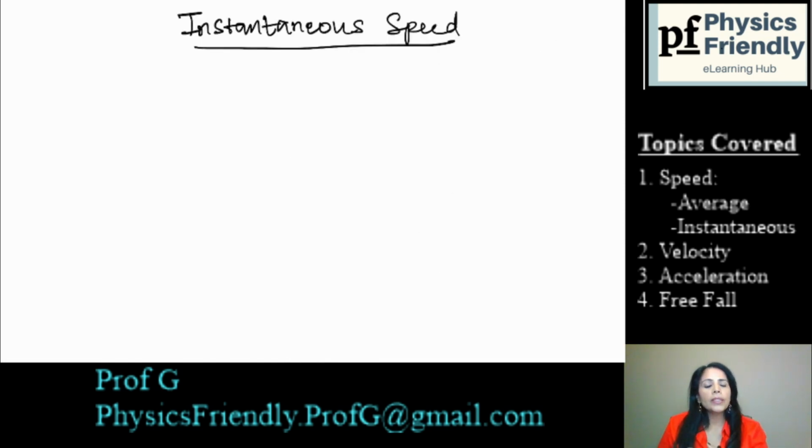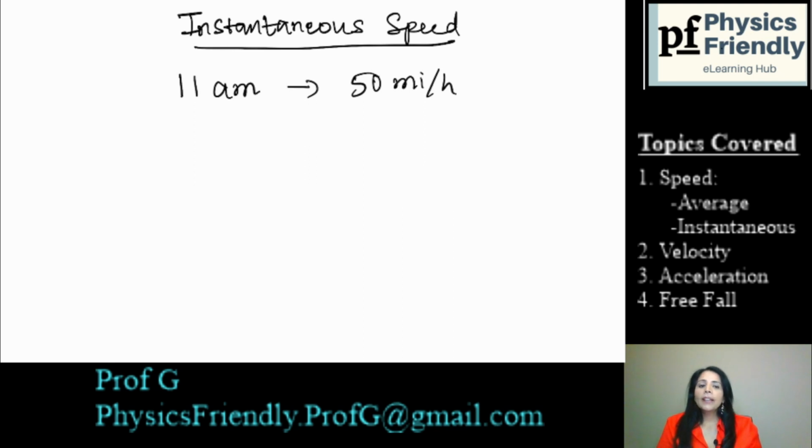Now we are going to talk about instantaneous speed. Instantaneous speed is different from average speed. Instantaneous speed is the speed at which the object is moving at a given instant of time. Let's take an example. Let's say you're driving on a highway, and as soon as you get on the highway, at 11 a.m., you're driving at, let's say, 50 miles per hour, and then you speed up a little bit more.